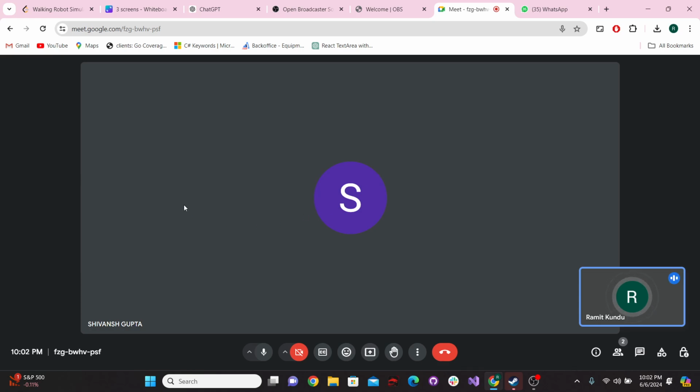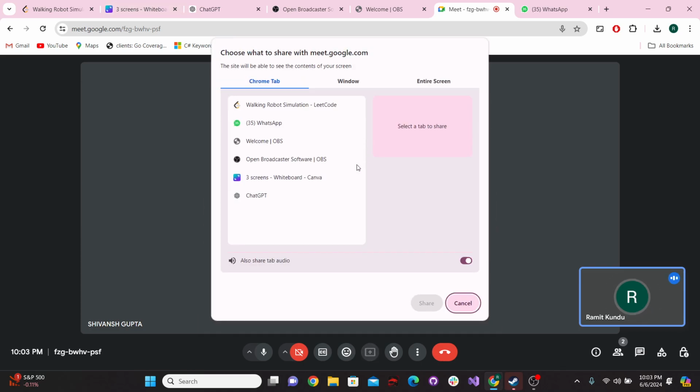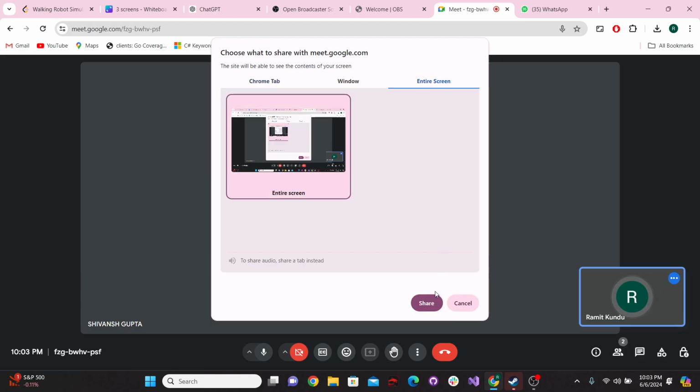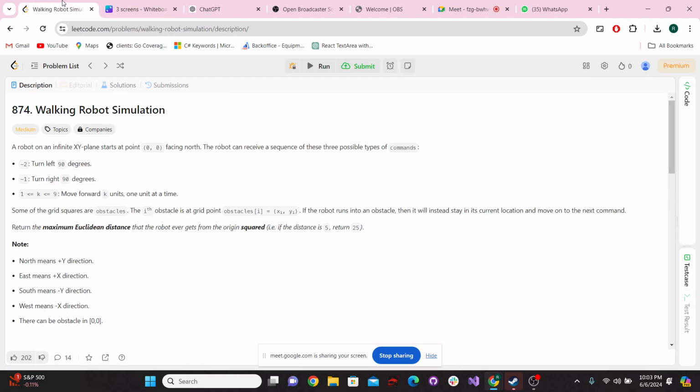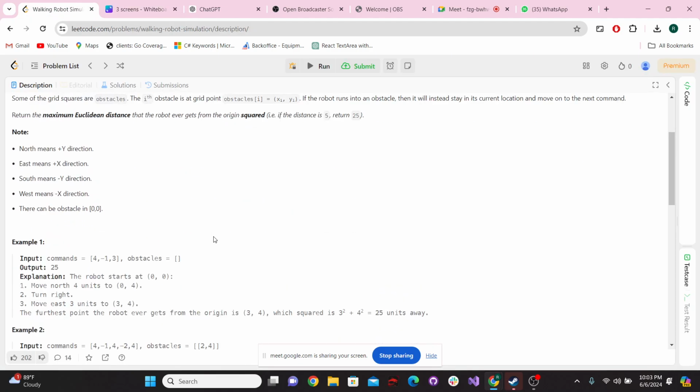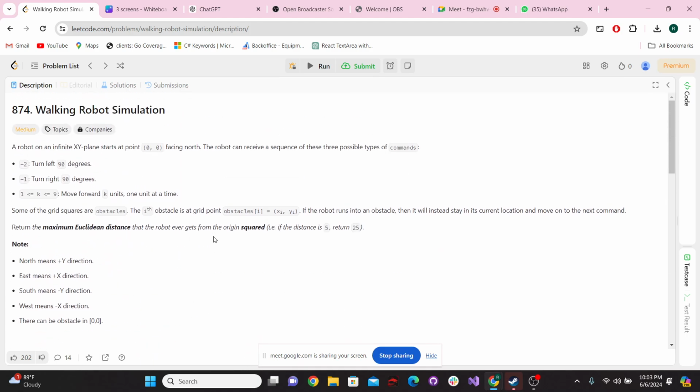We'll do all the things, right? We'll do some bit of LeetCode, then we'll also have some system design problems every day. Like today I have this problem that I've kept, that there are three screens, list of cities, so which system design component is going to be best for this. This is a real interview question I had, right? So I was thinking that we start with this problem, right?